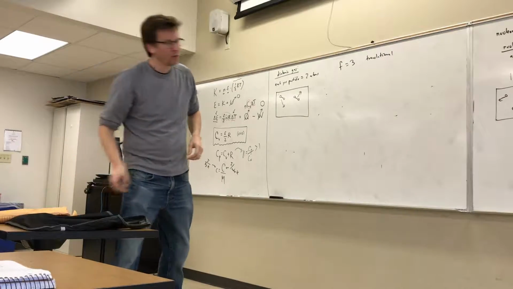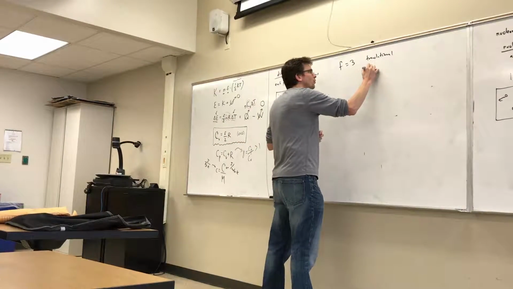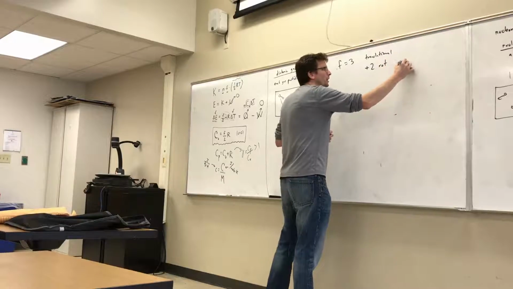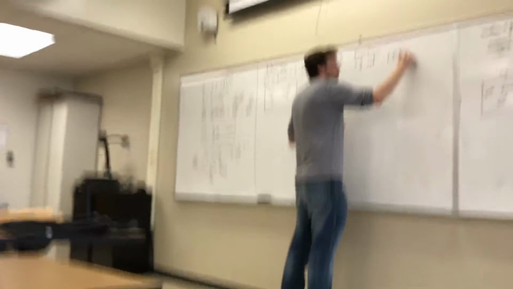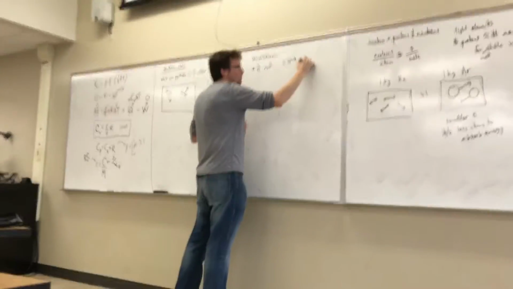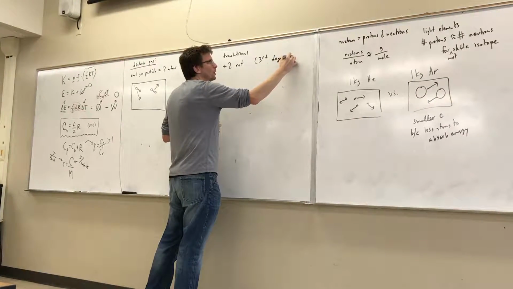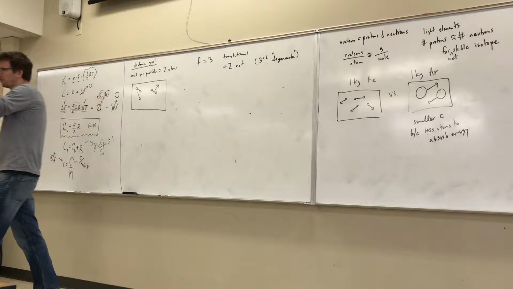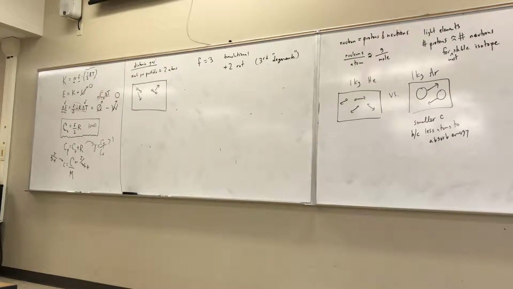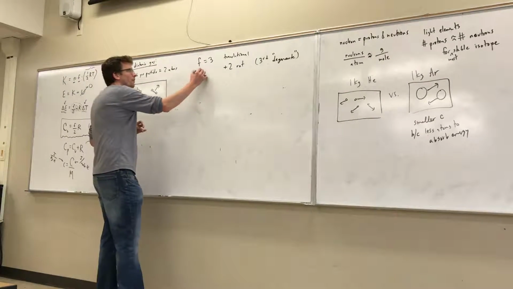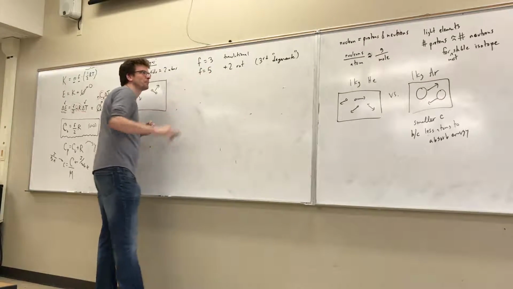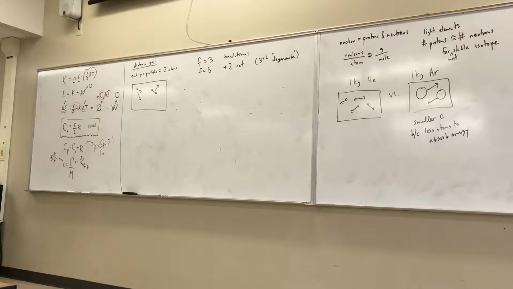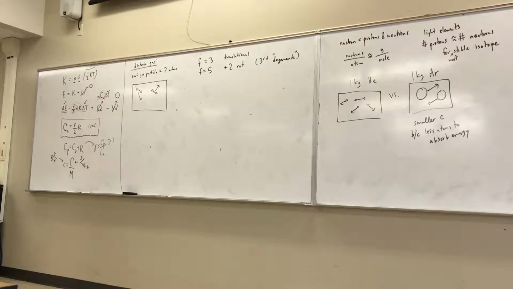So there are only plus 2 rotational degrees of freedom. We say that the third axis is degenerate. So there is really no contribution from that third one. So that brings us up to a total of 5. But wait, there's more, okay?